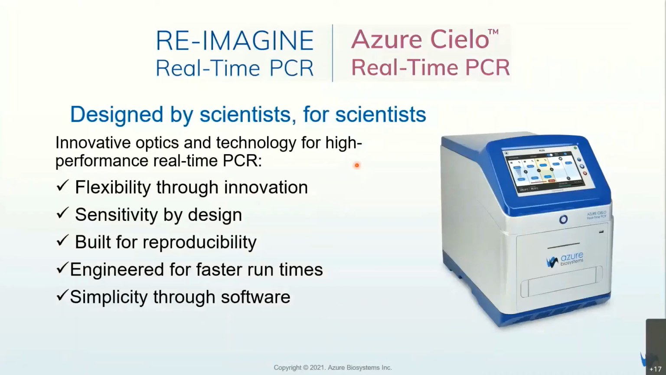So in summary, Azure Cielo has innovative optics and technology for high performance real-time PCR or Qpcr reactions. It is flexible because it is an open platform compatible with both probe and dye-based assays. It is sensitive by design, the optic fiber design, and also the light coming from the high power LED, going to the camera. Reproducibility from run to run is also because of the optic design and also the Peltier heating block that gives you heating uniformity. And the software is relatively simple, so it's very easy for you to get the Cq values.